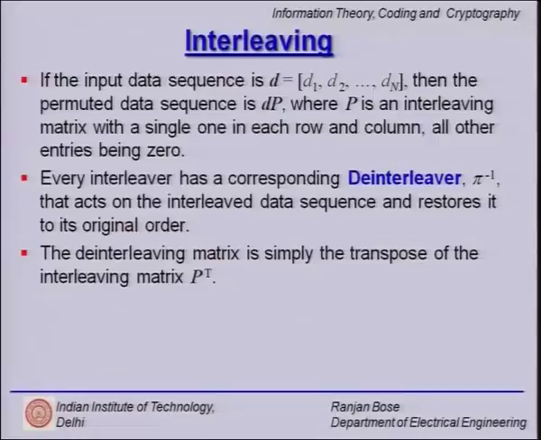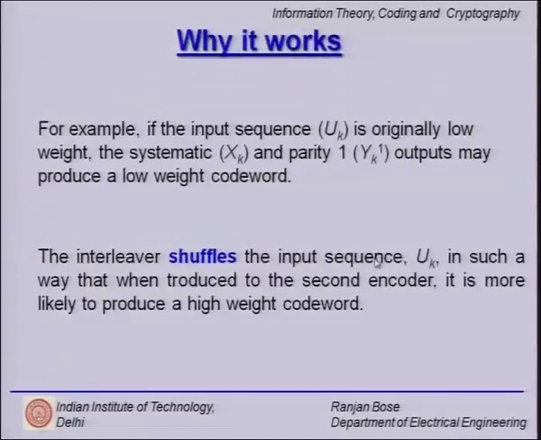Obviously, I can have a de-interleaver which undoes the operation of the interleaver, and so we denote it by pi inverse, and it restores the interleaved sequence back to its original sequence. So, the interleaving-de-interleaving matrix is simply the transpose of the interleaving matrix, P transpose. So, using algebra we can easily show the process of interleaving and de-interleaving.